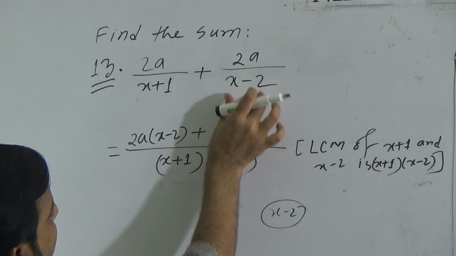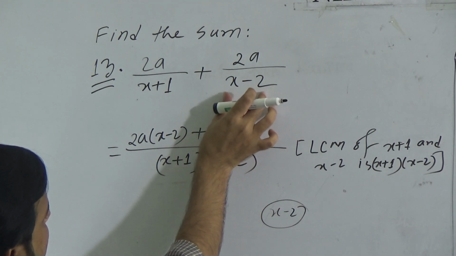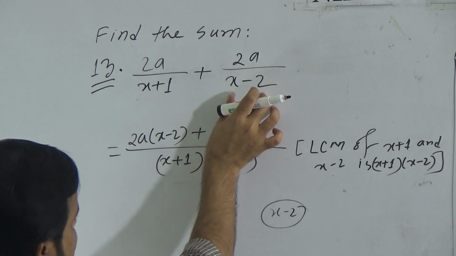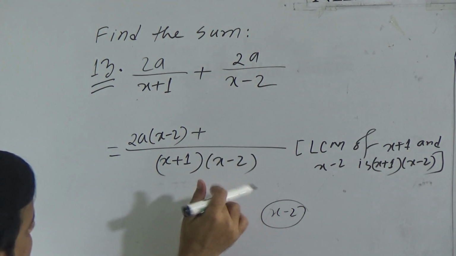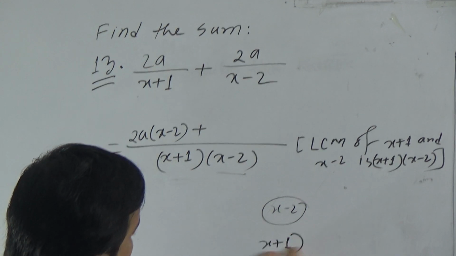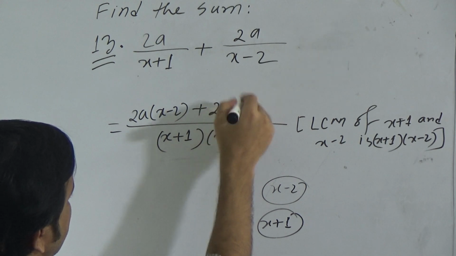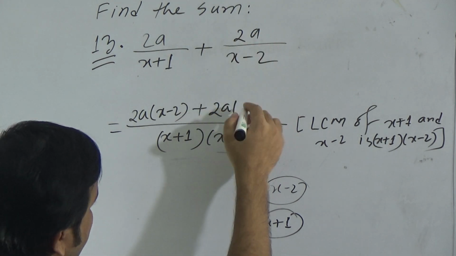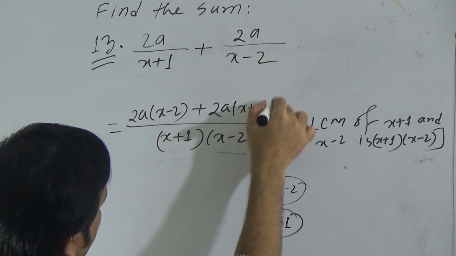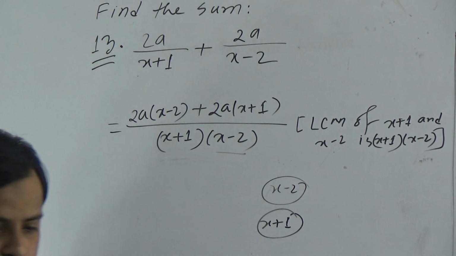Then addition sign is given, so we have to get the addition sign. Then we have to divide the LCM by the denominator of second fraction. Here denominator of second fraction is x minus 2. So if we divide by x minus 2, this will vanish and x plus 1 will be the quotient. So we have to multiply the numerator of second fraction by x plus 1.